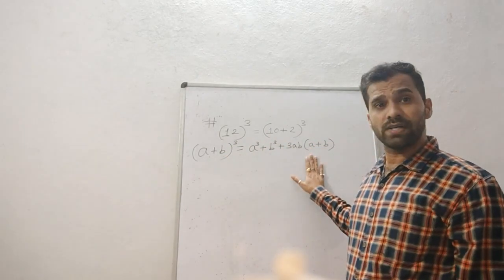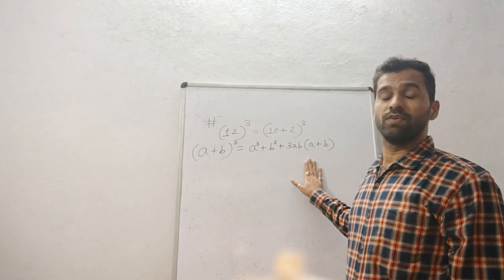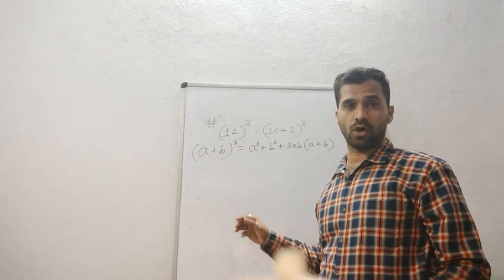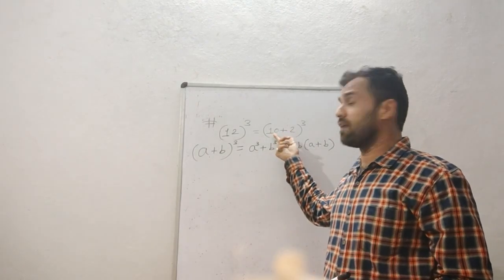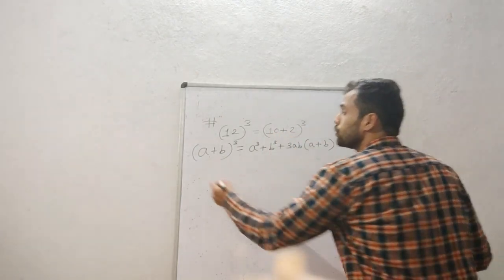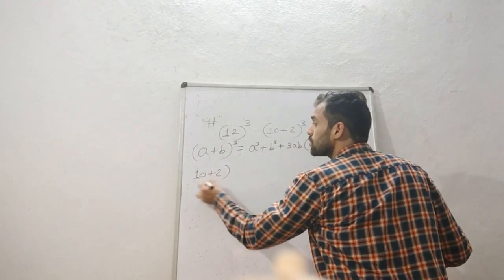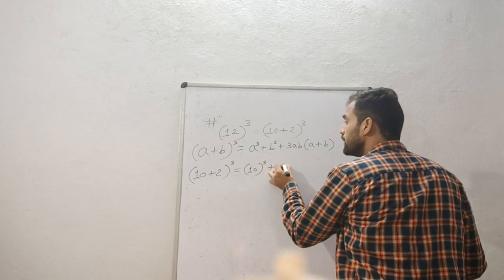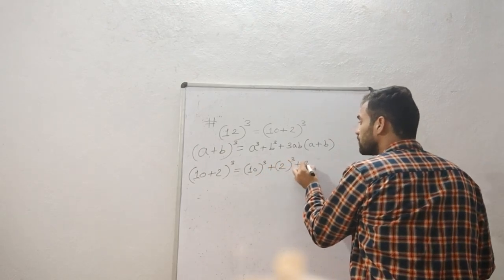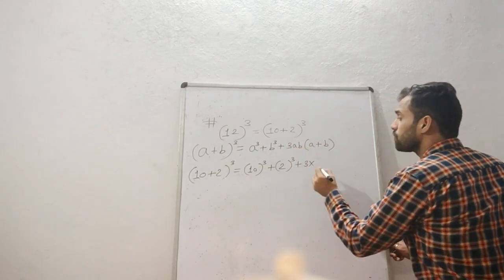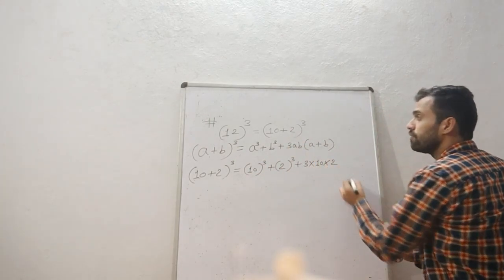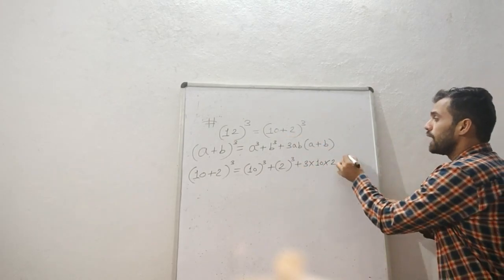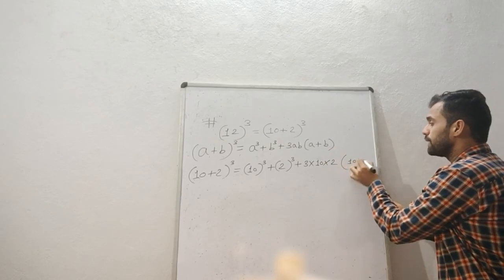So you learn first all the identities and try to solve the sums. Without learning the identities, you will not be able to solve any question. So learn identity first and then solve the sums. So in place of a we have 10. In place of b we have 2. Simply we will put (10 plus 2) whole cube. Cube of 10, a cube. Cube of b, that is 2 cube, plus 3ab. In place of a we have 10, in place of b we have 2, and bracket a plus b, that is 10 plus 2.